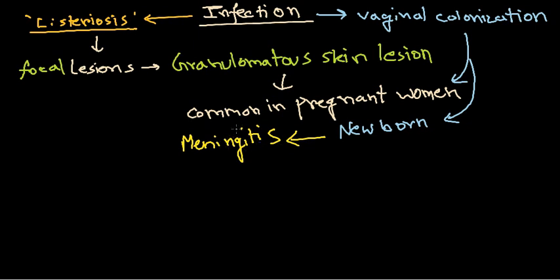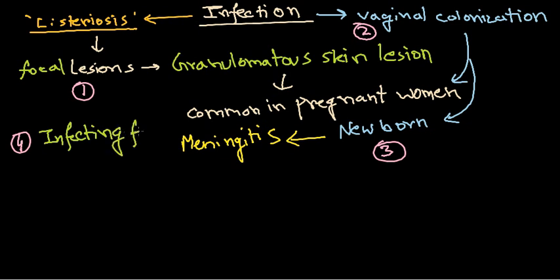Sometimes it can also infect a fetus. So this is the first kind of infection, the focal lesions. The second kind is vaginal colonization leading to newborn infection. The last kind is completely different: it infects the fetus, and as a result of this fetal infection, it will lead to abortion.